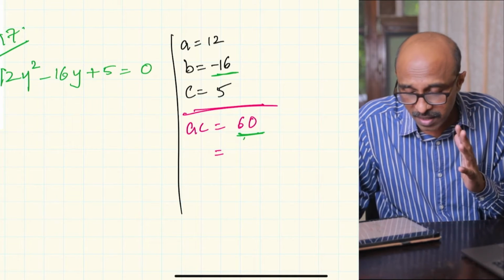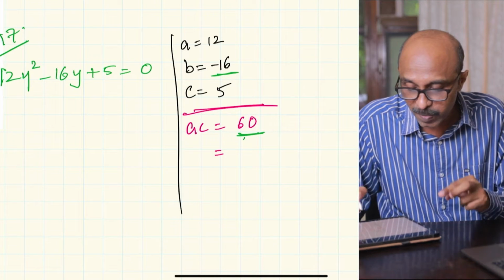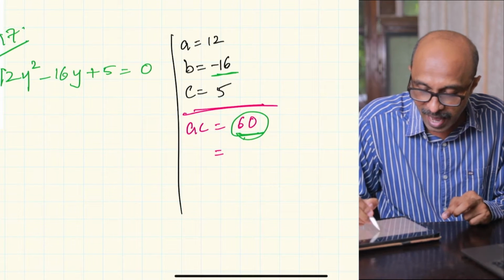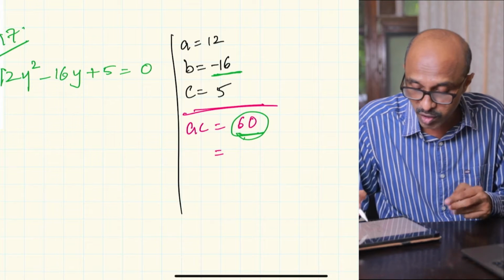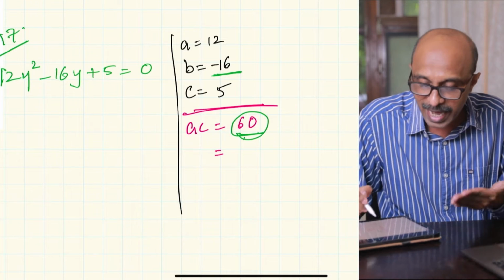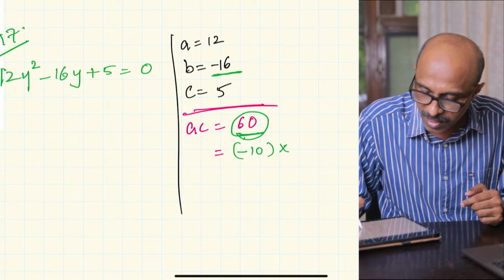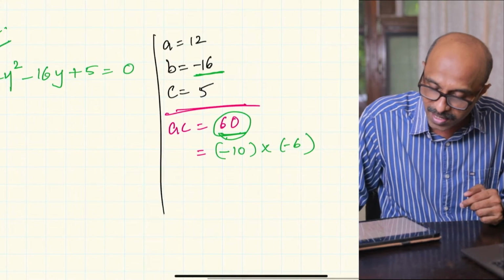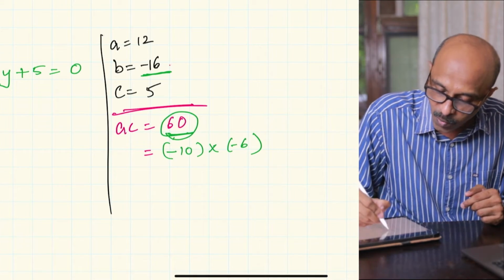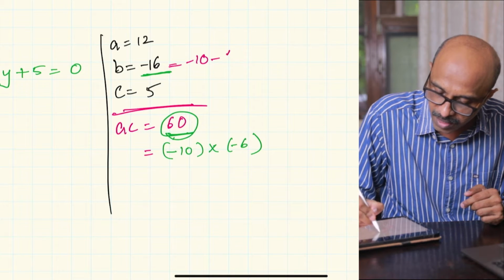So again, we need two negative numbers because only two negative numbers will have a product that's positive and whose sum will still be a negative number. So what are the factors of 60 that will add up to negative 16? That should be negative 10 and negative 6, because only that combination will give us negative 16.